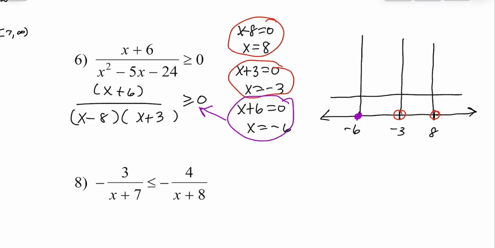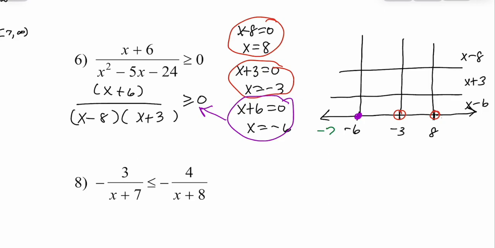Okay, now in our chart, we had 3 factors: x minus 8, x plus 3, and x minus 6. We have to figure out some test values. It can be anything in that region. To the left of negative 6, why not negative 7?